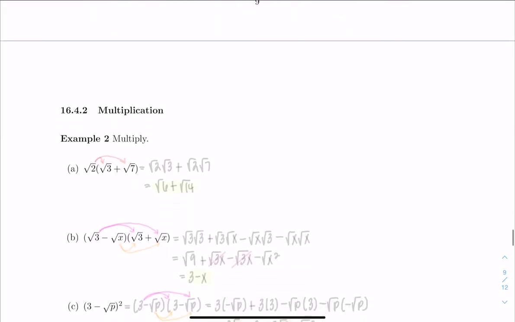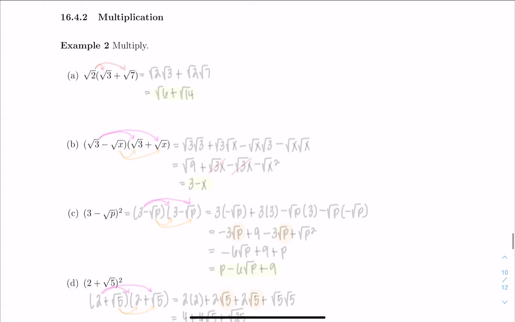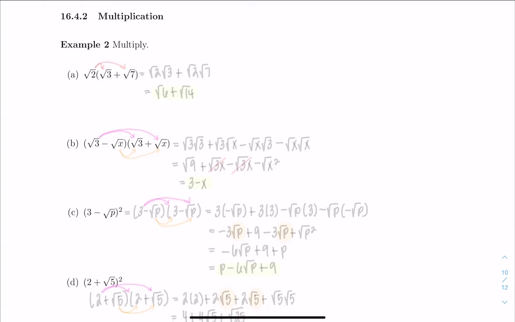For multiplication, we can distribute and we can FOIL just like what we've already done. And then we just multiply underneath the radical together and outside the radical together. So for the first part, we're going to distribute square root of 2 to both pieces. So we've got square root of 2 times square root of 3 plus square root of 2 times square root of 7. And so that gives me square root of 6 plus the square root of 14. And that can't be simplified anymore, so you just leave it.